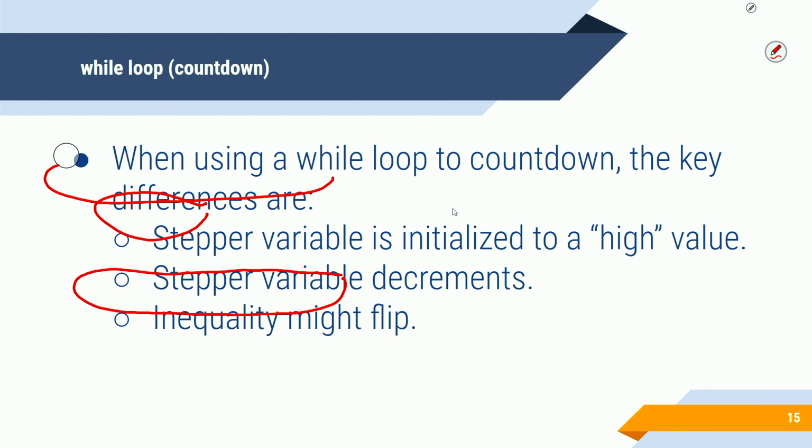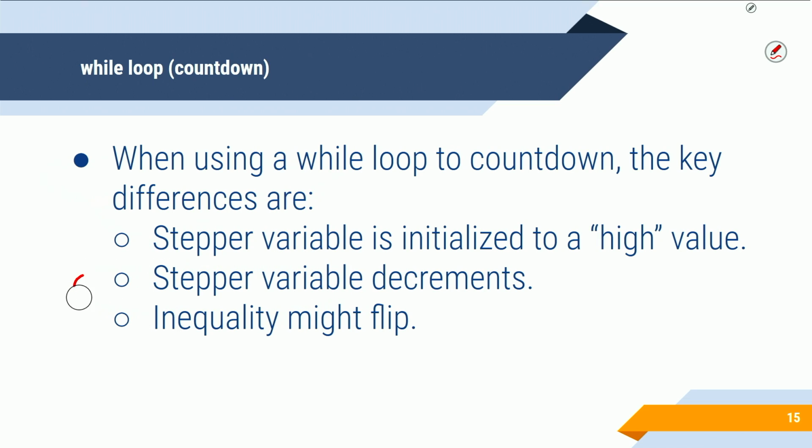Alright, so again, just to recap, when using a while loop to count down, the key differences are, number one, the stepper variable is initialized to a high value. Number two, the stepper variable will decrease instead of increasing, like the counting up pattern. And lastly, depending on how you write it, the inequality sign might flip.